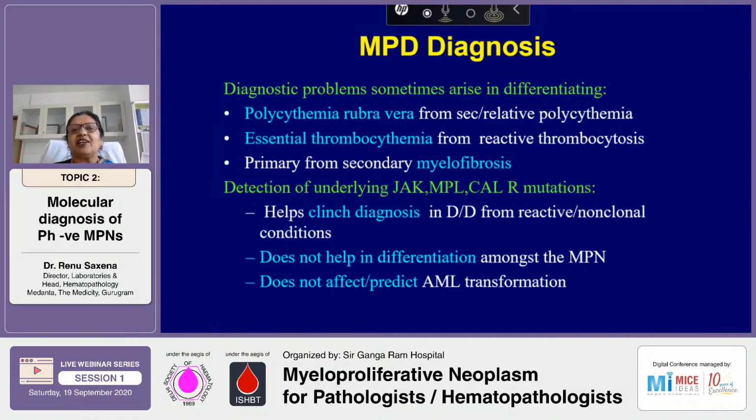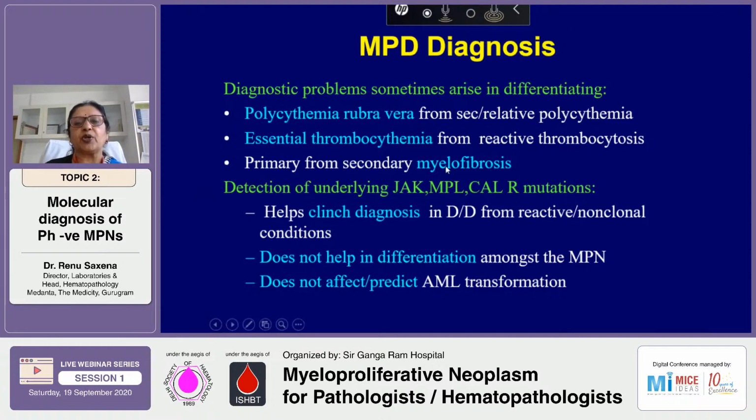So what does this mean actually? As was already pointed out, and something we see very often in day-to-day morphology, you need to differentiate PV from secondary or relative polycythemia, which in terms of numbers is probably more common than PV. Similarly, you need to differentiate essential thrombocythemia from the huge list of reactive thrombocytosis which Dr. Singh showed.